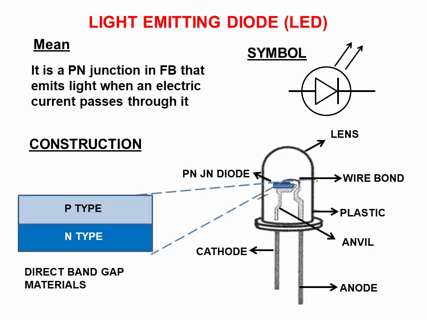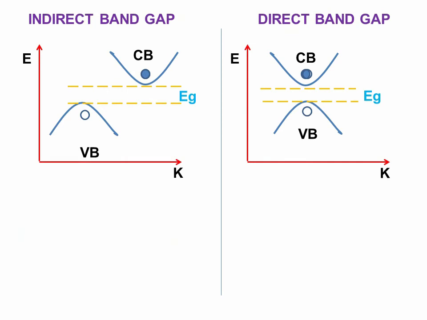So, this is a p-n junction diode which is made up of direct band gap materials, which is the more important point here. This is the main difference between the ordinary p-n junction diode and LED. Before studying the working of LED, we should know about indirect band gap materials and direct band gap materials. Have a look at the indirect band gap figure.